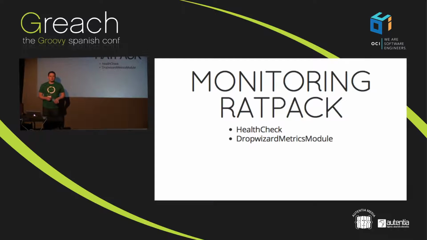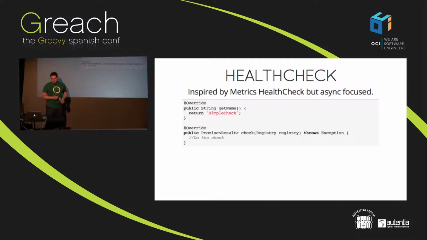So, monitoring Ratpack. Right now we have two key ways that we actually monitor Ratpack. We use the health check that's inspired by Dropwizard Metrics health check, but it is focused on Ratpack, and then we use Dropwizard Metrics. For the health check itself, you just have to implement these two things. The main difference between our health check and the health check of Dropwizard Metrics is that all of ours return a promise.